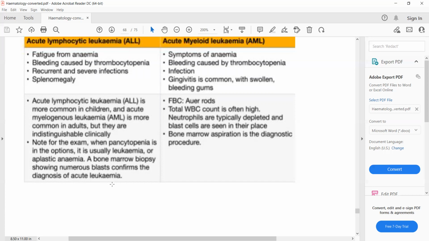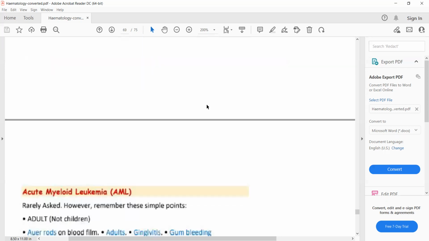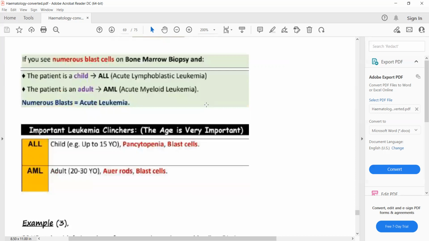The only differentiating point on the basis of history, clinical signs and symptoms is that lymphoblastic leukemia is common in children and myeloid leukemia is common in adults. Now there are some other differences. A peripheral blood film will show myeloblasts with Auer rods. There will be rods present in the myeloblasts. Let me show you a diagram.